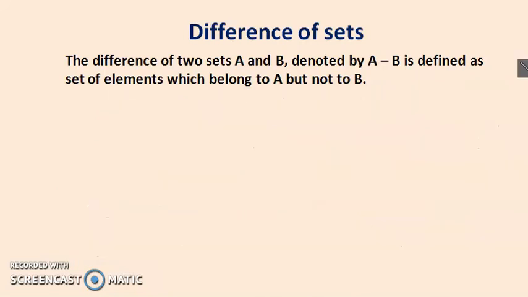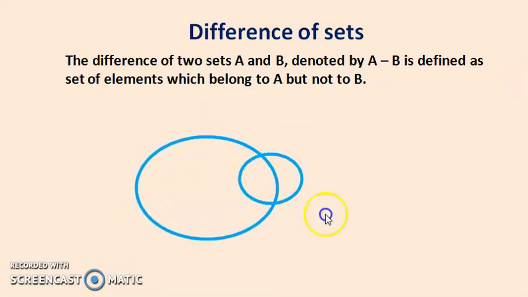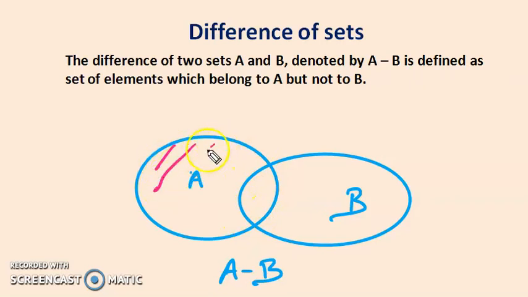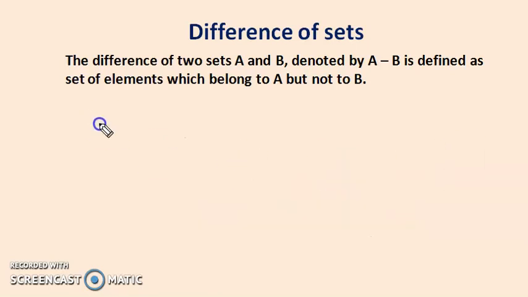To show this by a Venn diagram, suppose this is your A and this is your B. To show A difference B, we shade the region which satisfies the property. A difference B means the region of A where B is not sharing with A. Except that common region, when we shade all this region, this is called A difference B.